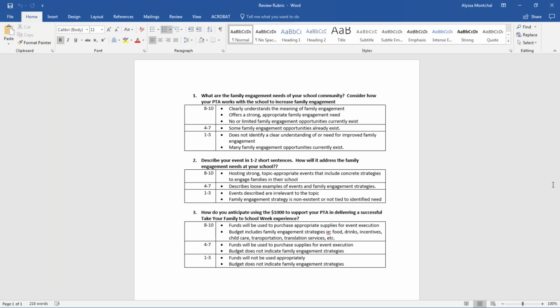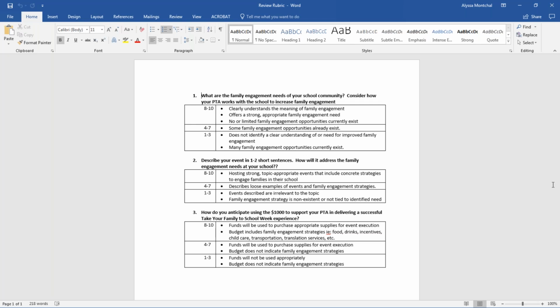And if you look here, an application that answered this question and received a score of 8 to 10 clearly showed understanding of the meaning of family engagement. They offered a strong, appropriate family engagement need. So they understood family engagement. They told us what their need was in their community. And then there are no or limited family engagement opportunities currently existing. So we're looking at what the question asks you, what are the family engagement needs of your school community, right? So we're looking at you identifying what those needs were and then how you're going to meet those needs.